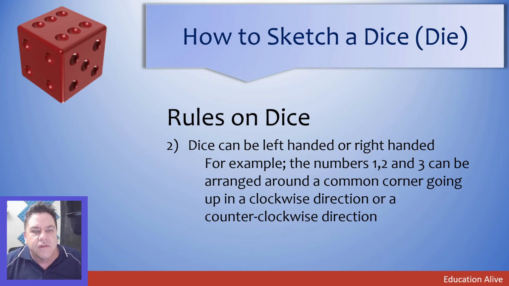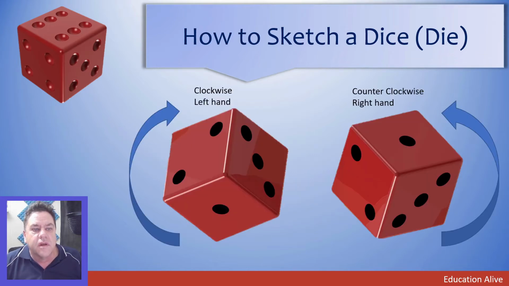Probably the best way to have a look at this, guys, is to have a look at the next PowerPoint. So here we've got a clockwise left-handed dice. So we've got the 1, 2, 3, it's going around clockwise. If we look at this dice on the other side, it's sketched a little differently. So it's got the 1, 2, 3, and it's rotating counterclockwise.